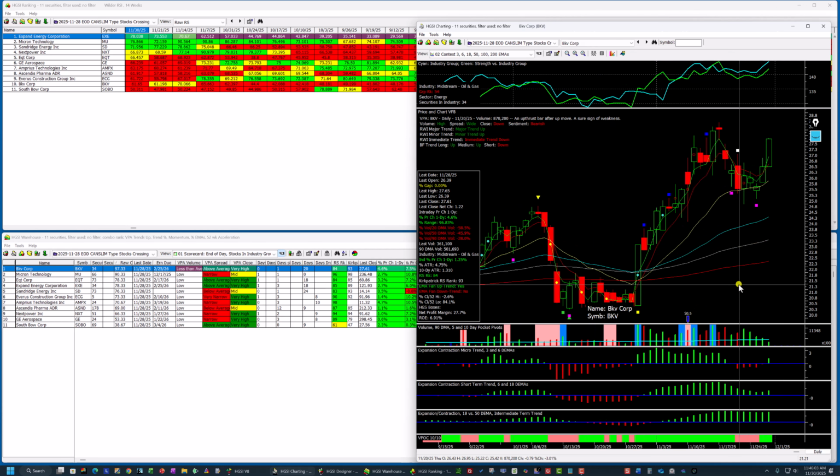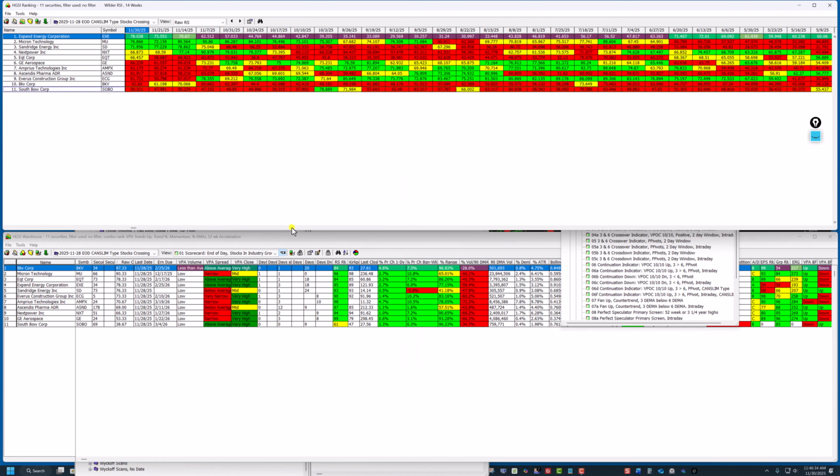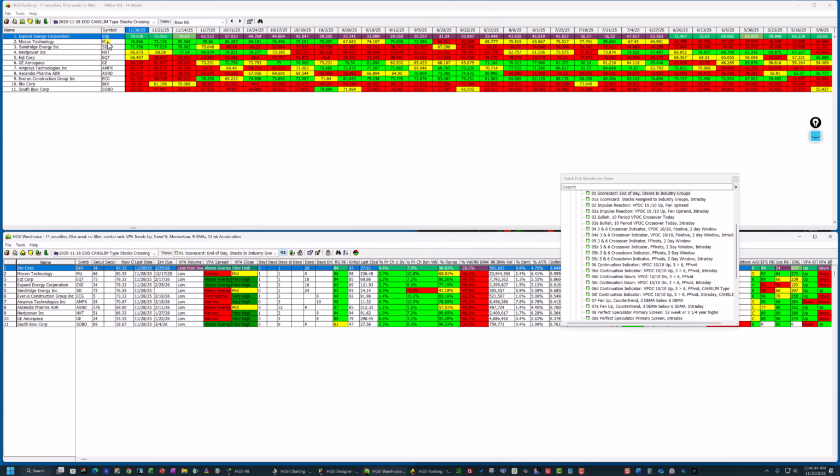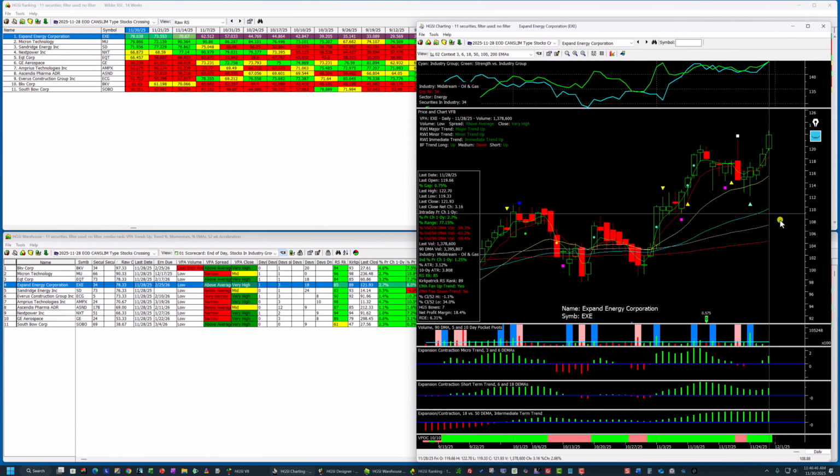It's not the fan, but there is a fan requirement. Crossing over fan up, and this is a group of stocks that I'm using. So if I bring this up, you can see the fan's in place, and what is the crossover here? Expand Energy, this happened yesterday. There was the crossover, the 3 and the 6.